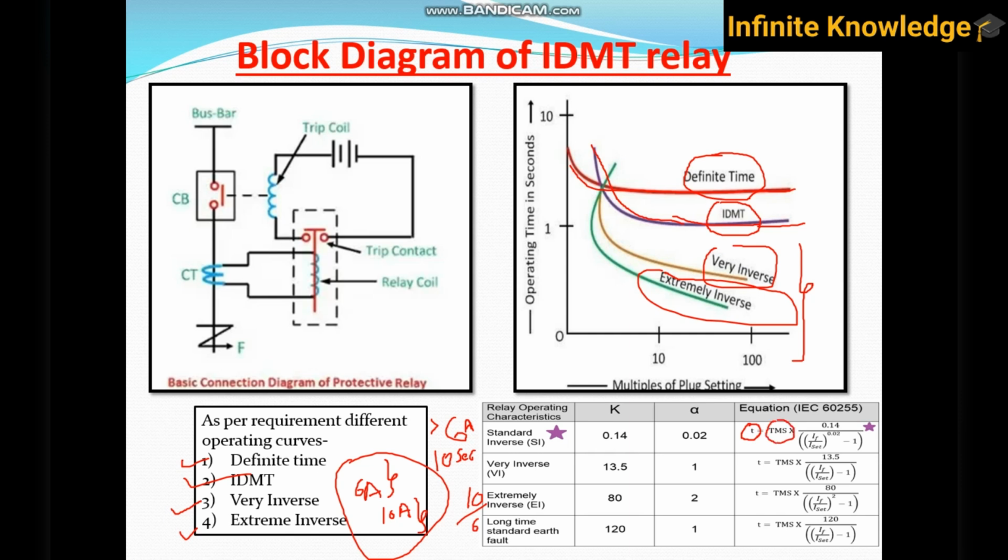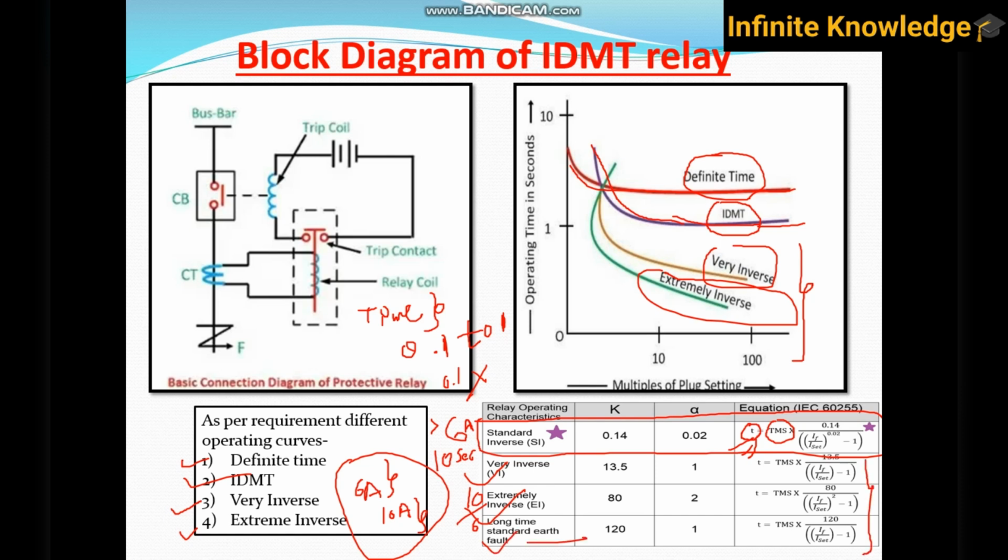What is the TMS? TMS is the time multiplier setting. In what amount of time you need to trip the circuit, it varies from 0.1 to 1. If you consider 1, the time is high, and if you consider 0.1, obviously it is a multiplication factor, so your time gets very low, 1/10 of that for 1. By changing this value from 0.1 to 1, we can set the time as per our requirement, and we are mostly following the standard inverse. Then there is the very inverse curve, extreme inverse curve, and long inverse curve, which is used for earth fault protection, for special purposes.